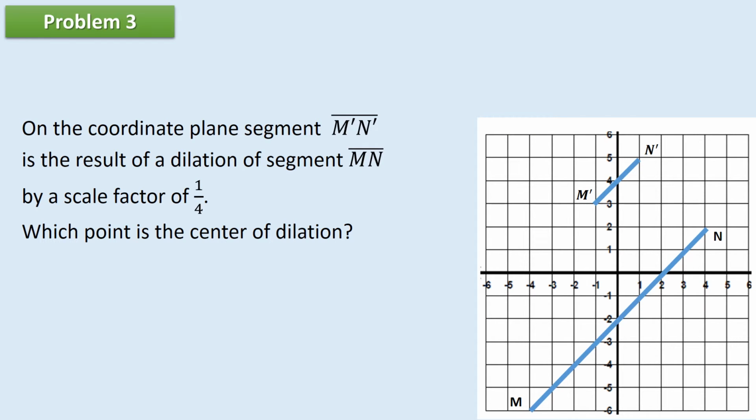This is problem number 3. On the coordinate plane, we have segment M prime, N prime, which is the result of the dilation of segment MN by a scale factor of 1/4. Notice that the original one is bigger and it gets smaller. The segment gets smaller. That's why you have a fractional scale factor. Now this says, which point is the center of dilation?